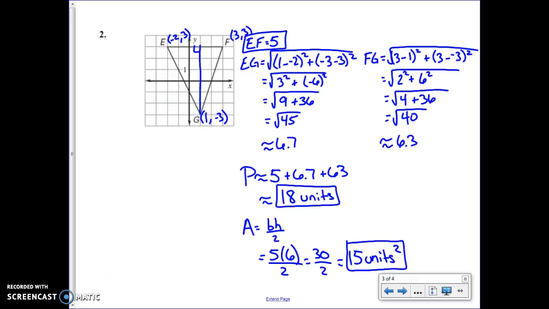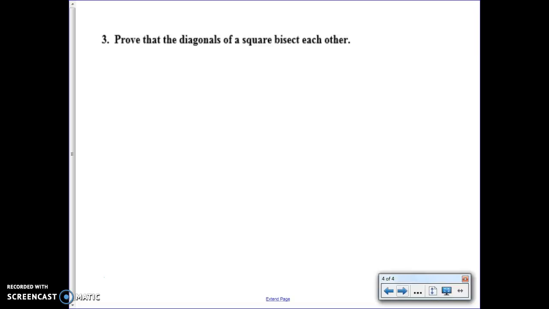So you'll have some of those to practice on your practice problems. Now the last piece says, prove that the diagonals of a square bisect each other. So the way in which we do this is we have to come up with a coordinate plane where this square would be. So I'm going to draw it out, and I'm going to put it in the first quadrant just because that's easiest, I think. One thing I know about a square is that the side lengths are the same, but I don't know what those side lengths are. So I have to give it a variable.